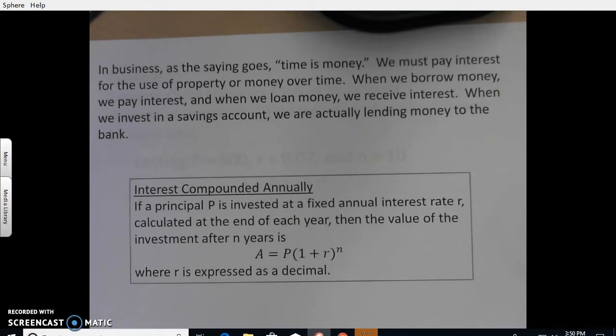So, there's different types of interest. We first have interest compounded annually. If a principal P is invested at a fixed annual interest rate, R, calculated at the end of each year, then the value of the investment after n years is A equals P times 1 plus R to the n power, where R is expressed as a decimal.